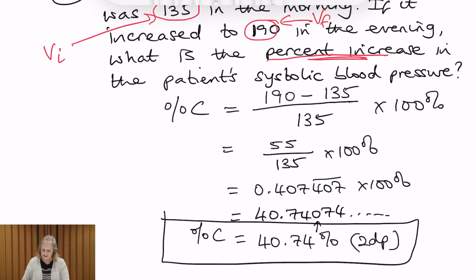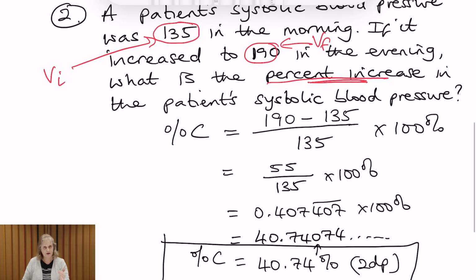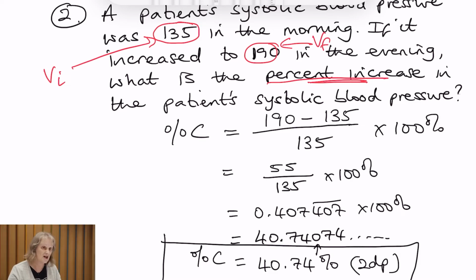So now we can see that in the morning it was 135, it raised to 190 in the evening, and so the percent increase was 40.74%, using this formula and just rounding that answer to 2 decimal places.